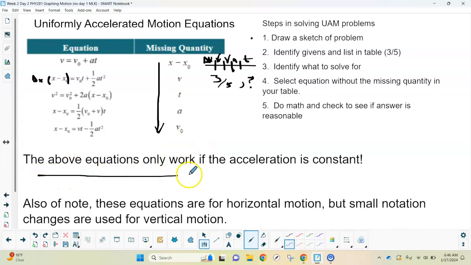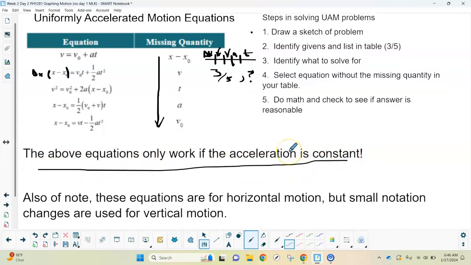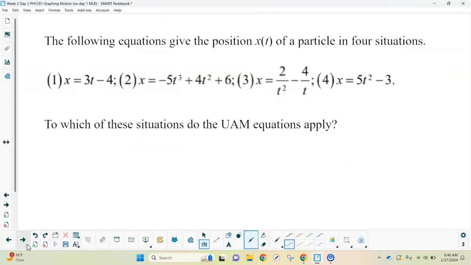These equations only work if the acceleration is constant. So if you have a non-constant acceleration, it will not work. These equations also right now are written for horizontal motion, but there's just a couple small changes to get to vertical motion or free fall, which we'll do in a few minutes.